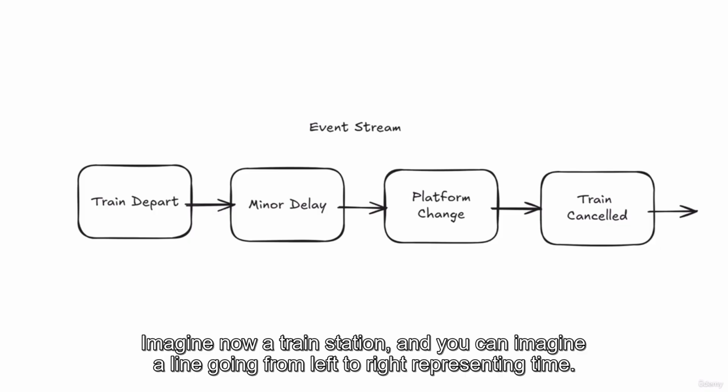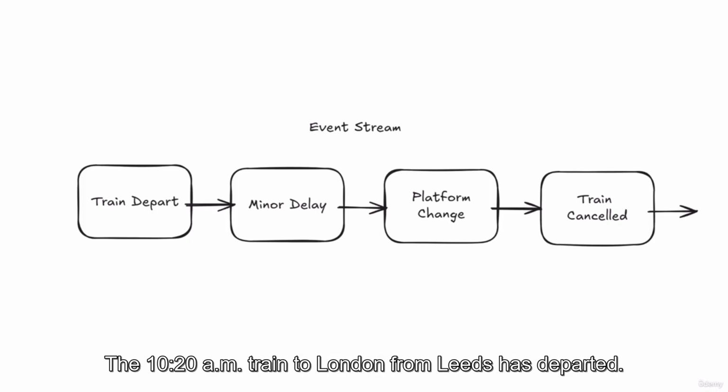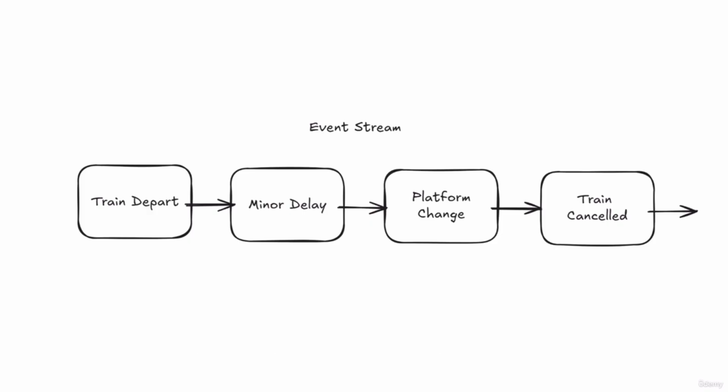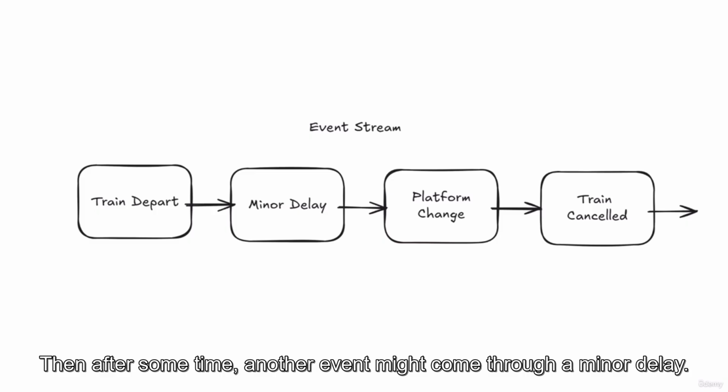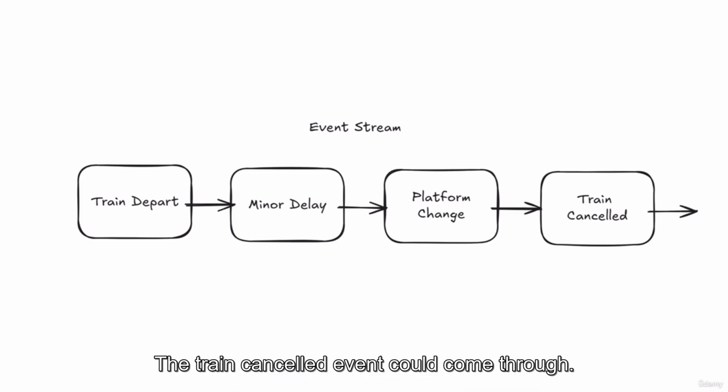Imagine now a train station, and you can imagine a line going from left to right representing time. Well, the first event that might happen from our train station is a train depart event. The 10:20 a.m. train to London from Leeds has departed. That would be an event that you might want to be notified of. Then, after some time, another event might come through, a minor delay. Then you might get another notification for a new event, a platform change. And then the dreaded event, the train cancelled event, could come through.